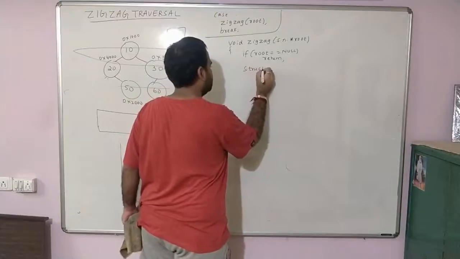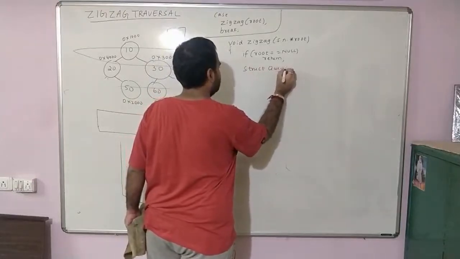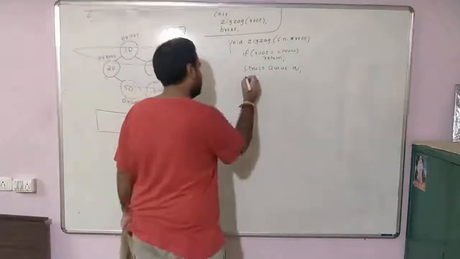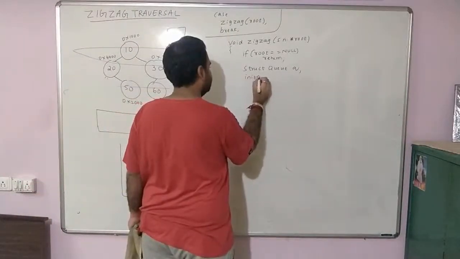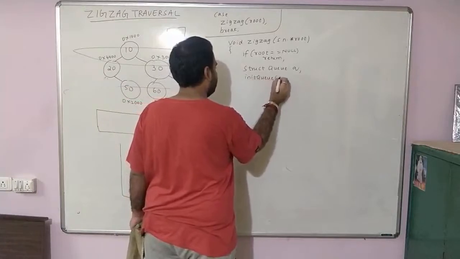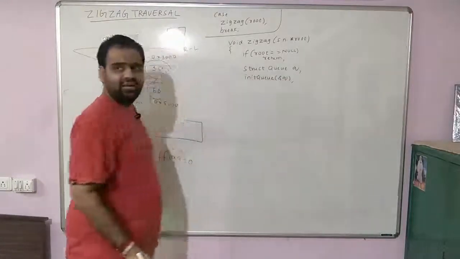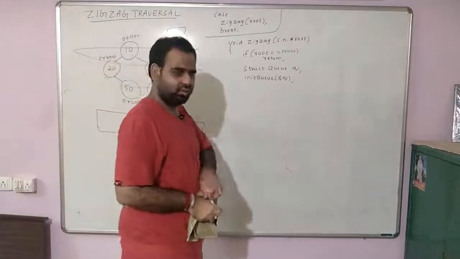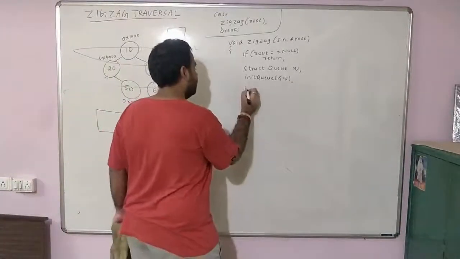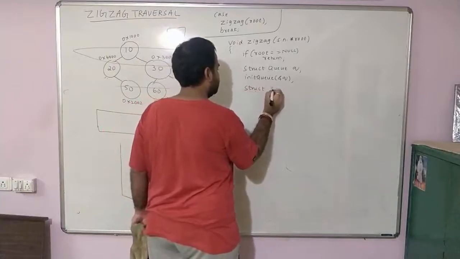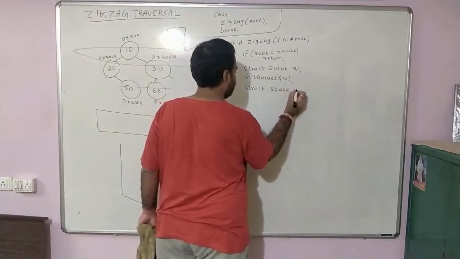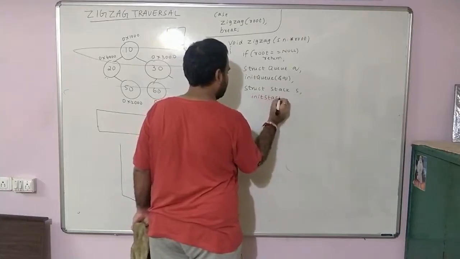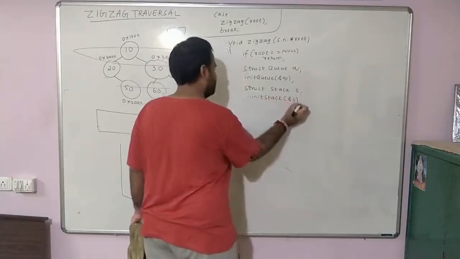Let us say struct queue. Now this is not an empty queue. This queue has to be initialized. Hence we say init queue of ampersand queue. And we need one more data structure. This is the stack data structure. And this stack data structure also has to be initialized. And what do I write? I say struct stack. And what do I write over here? I say init stack of ampersand stack. Now the stack is also initialized.